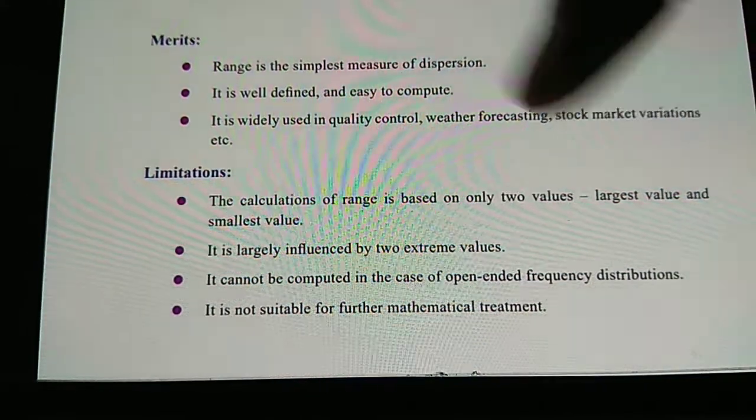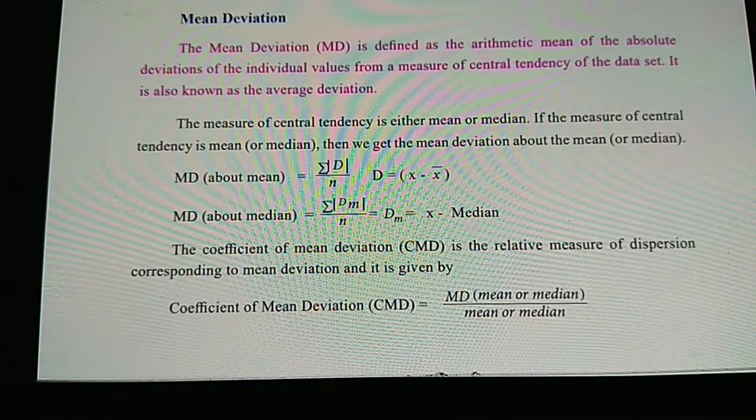The next topic, the mean deviation. Mean deviation, short for MD, is defined as the arithmetic mean of the absolute deviations of the individual values from the measure of central tendency of the data set. It is also known as the average deviation. The measure of central tendency is either the mean or the median.